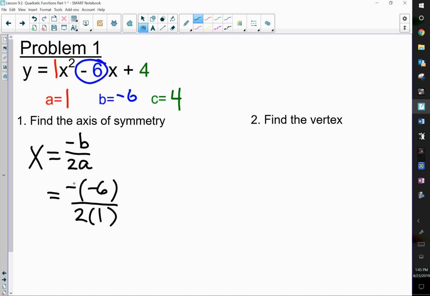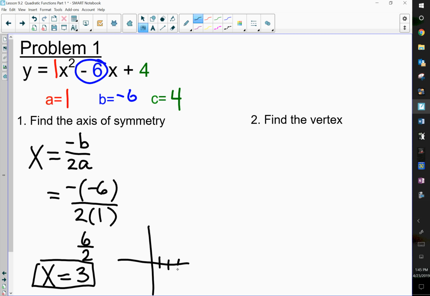So for this axis of symmetry, the opposite of negative 6, or negative negative 6, is positive 6. 2 times 1 is 2. 6 divided by 2 is 3. So the axis of symmetry is 3. This x = 3 represents a line that passes through the coordinate x = 3. Now eventually we're going to graph some quadratic equations, but for today all I want to do is focus on how to find the axis of symmetry and then use that to find the vertex.